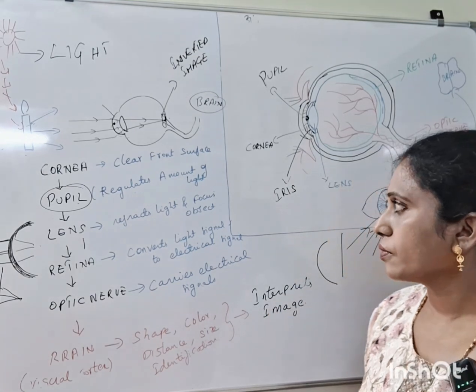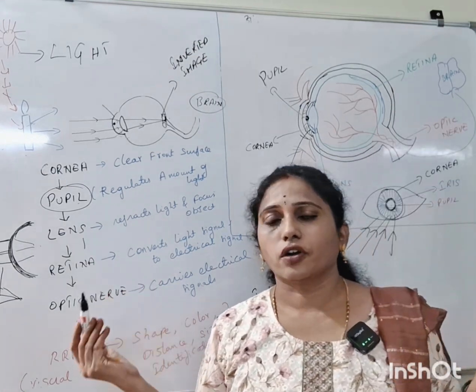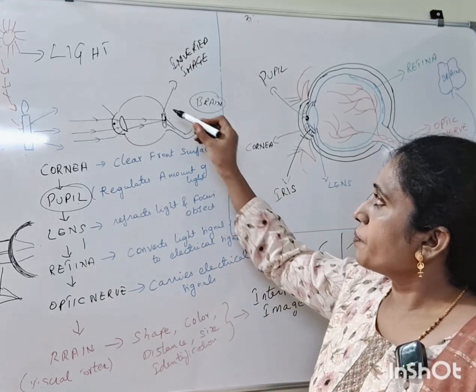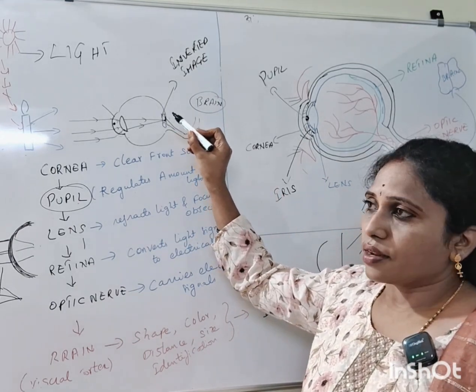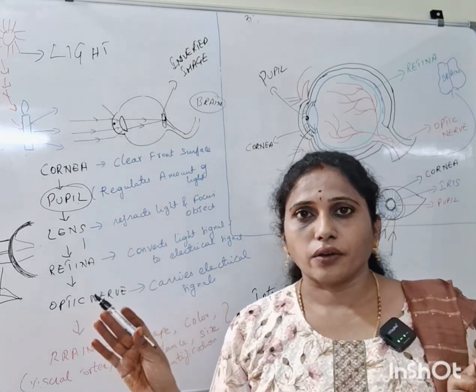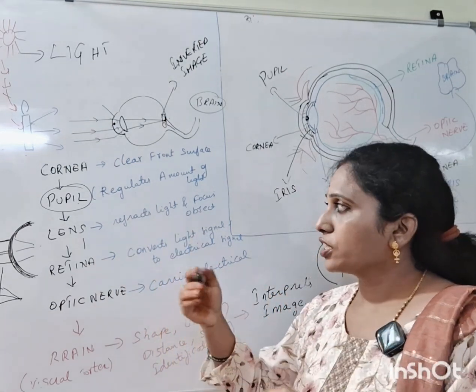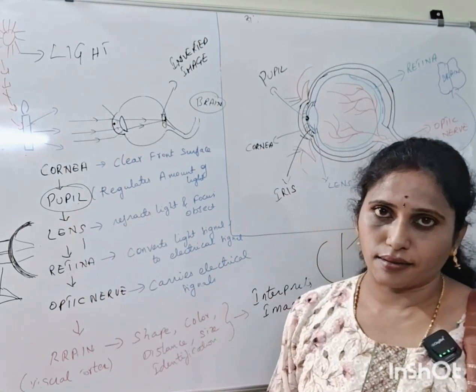Okay, what happens if more amount of light enters into the eye? It damages the sensitive cells which are present in the retina. That's the reason why, how much amount of light we require, only that much amount of light will enter into the eye. That whole functioning will be controlled by the pupil and the iris.